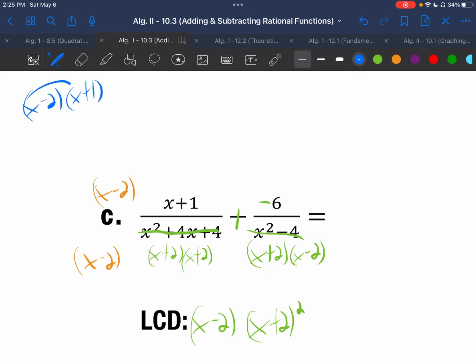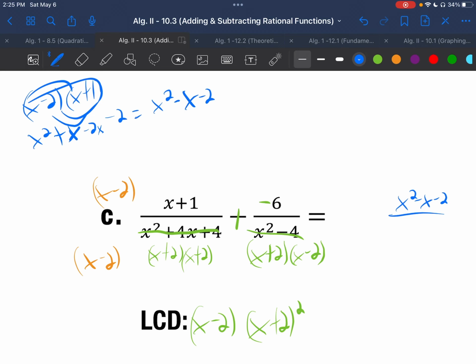I'm going to try not to make an error this time. All right, the math should be correct. Emphasis on should be. End up getting x squared minus x minus 2 over my new denominator, x minus 2 and x plus 2 being squared.